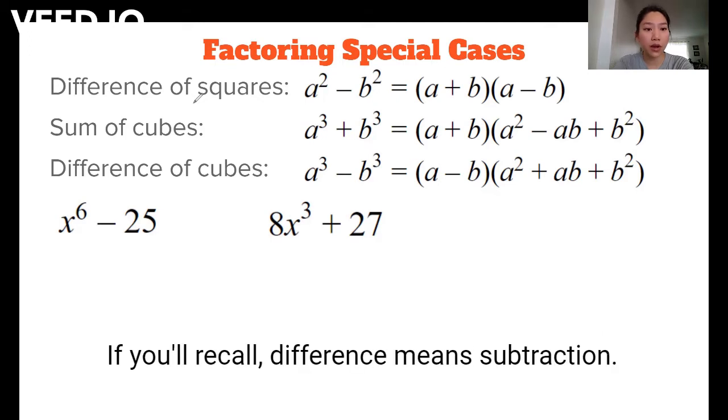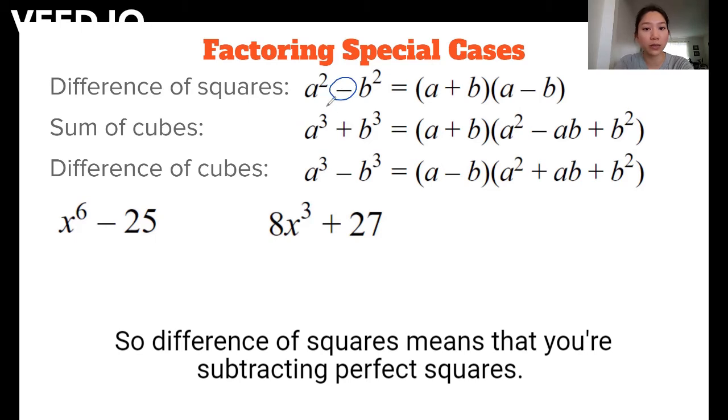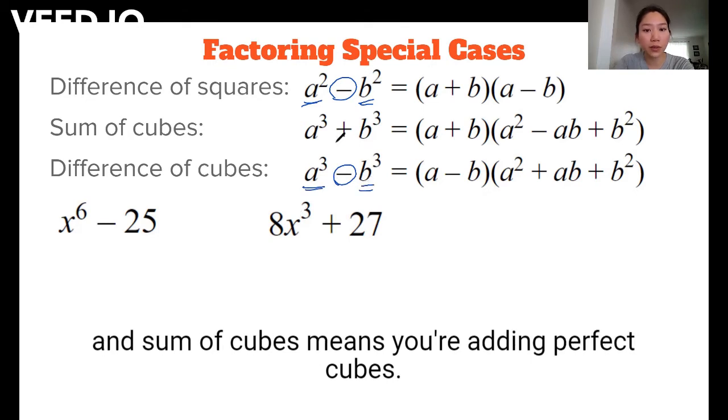cubes. If you recall, difference means subtraction. So difference of squares means that you're subtracting perfect squares. A difference of cubes means you're subtracting perfect cubes. And sum of cubes means you're adding perfect cubes.